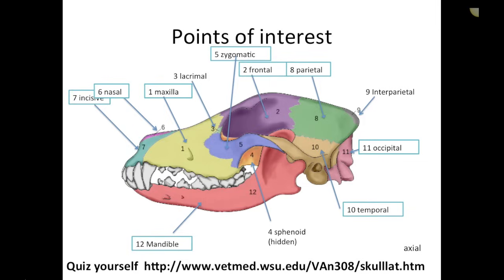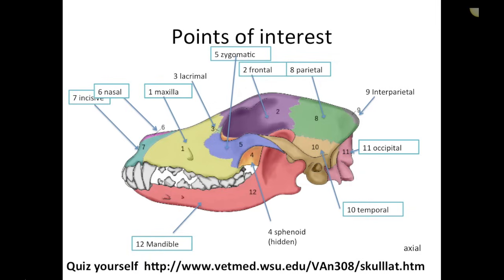Going on, the maxillary bone attaches to the canine teeth all the way back to the premolars and molars, and it also contains a sinus. So a sinus is a small pocket within bone, and again it contains mucosa and lots of mucus, and it allows that mucus to enter into the nasal cavity. So to keep everything nice and moist and humidified as it enters into the respiratory system.